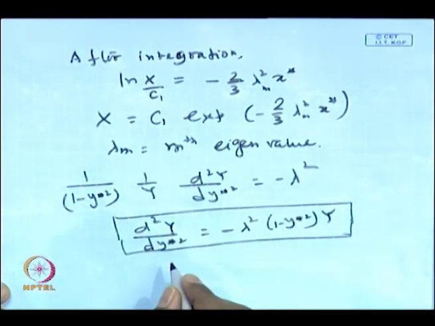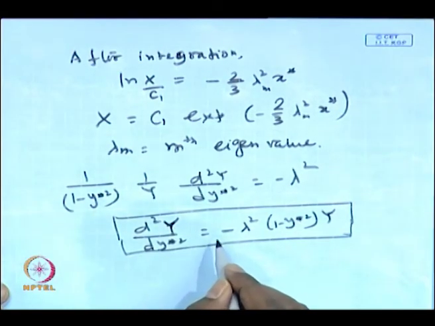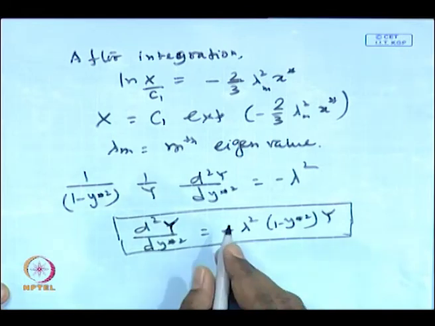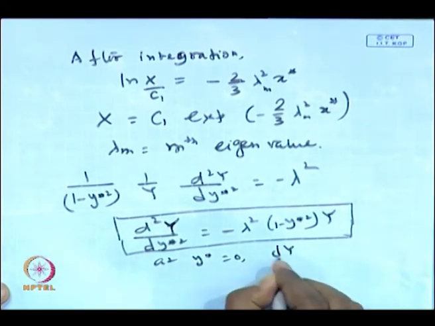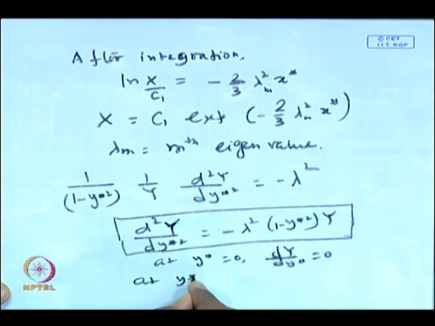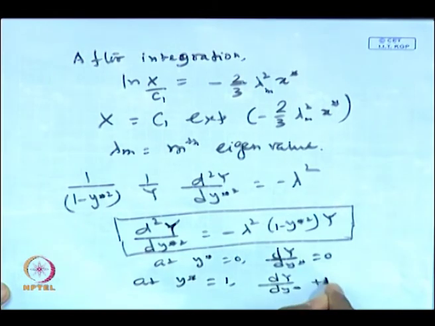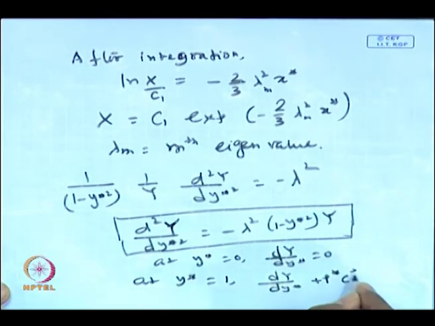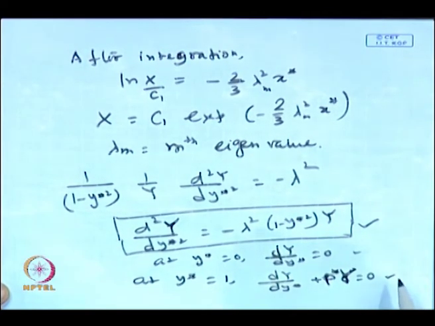And what are the boundary conditions? The boundary conditions on the y varying part must satisfy the boundary conditions on y in the original problem. That means at y star equal to 0, dy divided by dy star will be equal to 0, and at y star equal to 1, you have dy dy star plus p star times y equal to 0. So you have the ordinary differential equation in terms of y, and you have two homogeneous boundary conditions.